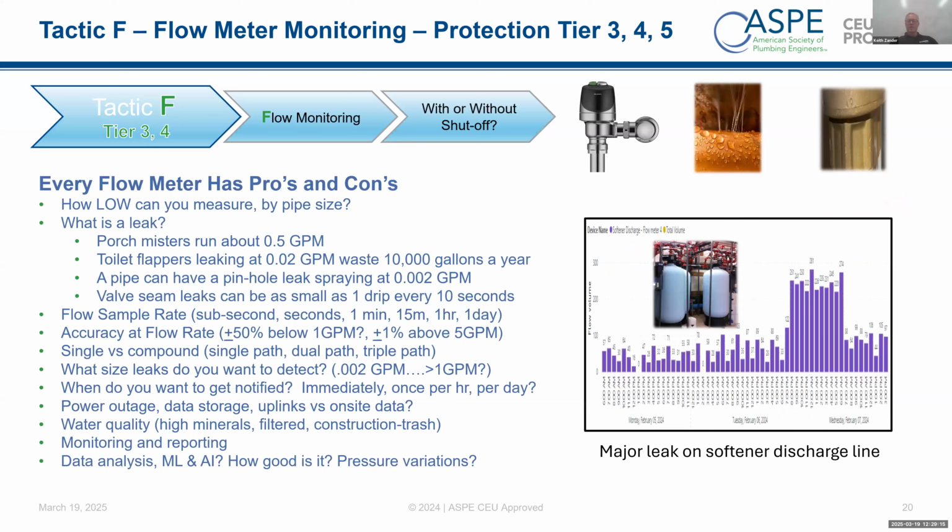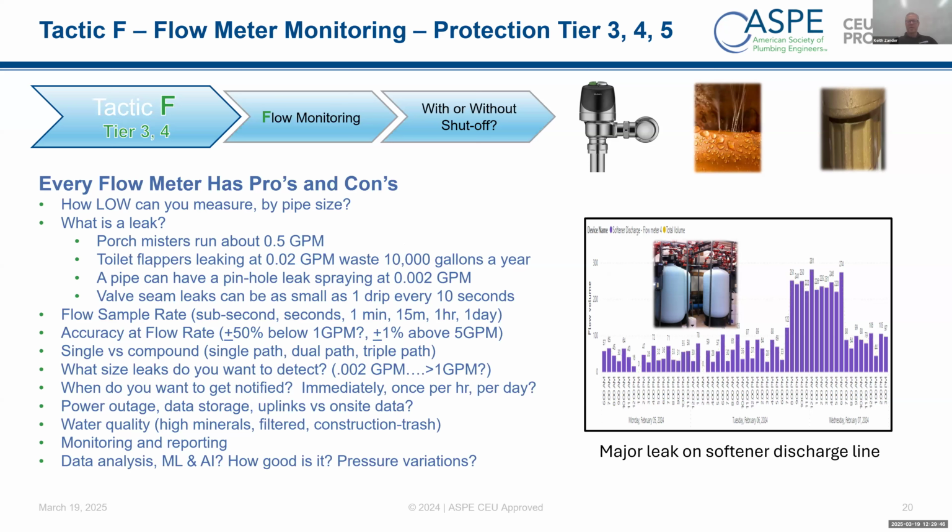Every flow meter has pros and cons. Whatever you spec, there's the question of how low can you measure? That's the big issue with pipes. You see that little picture right there of pinhole pipes? Do you have a system that can pick it up? On smaller pipes, it's easier. On larger pipes, it's very difficult. So when you look at the Porchmister, it's about a half GPM. Toilet flappers are about 0.02 GPM. Pinhole leaks are about 0.002 GPM. So depending on what you're trying to find, you also get PEX leaks on the corners. We've seen a lot of those projects.